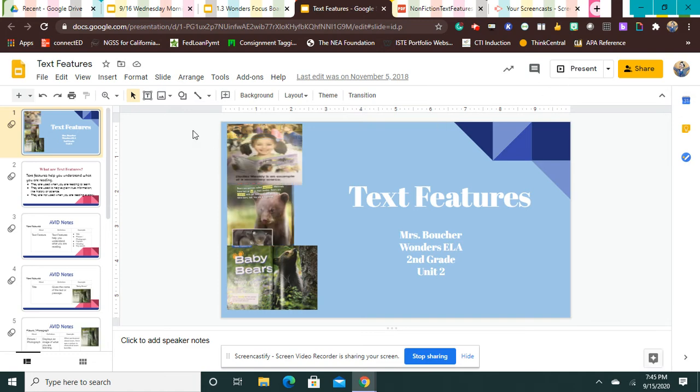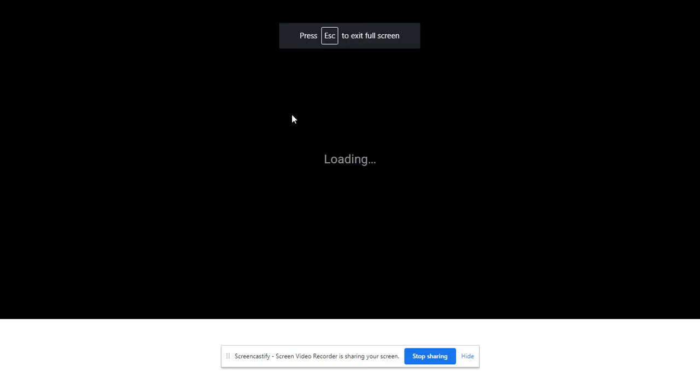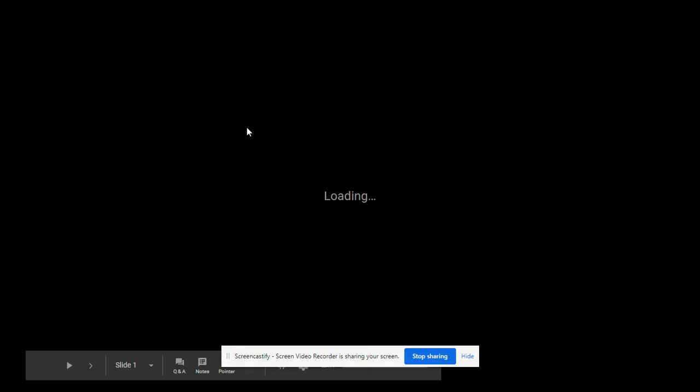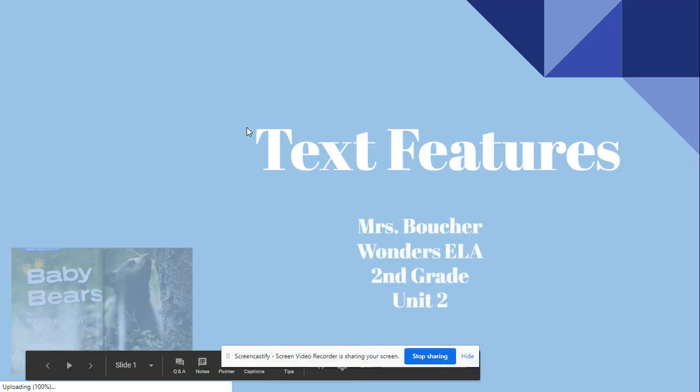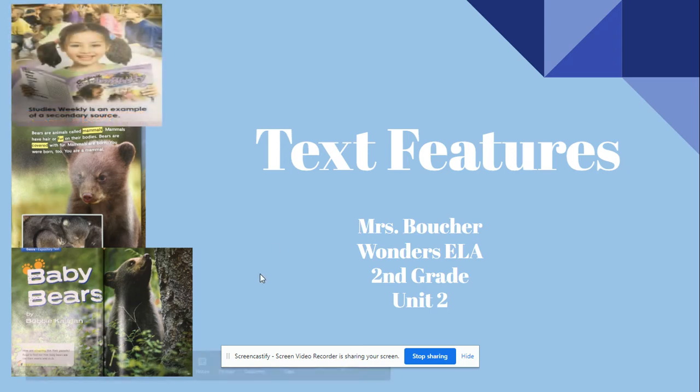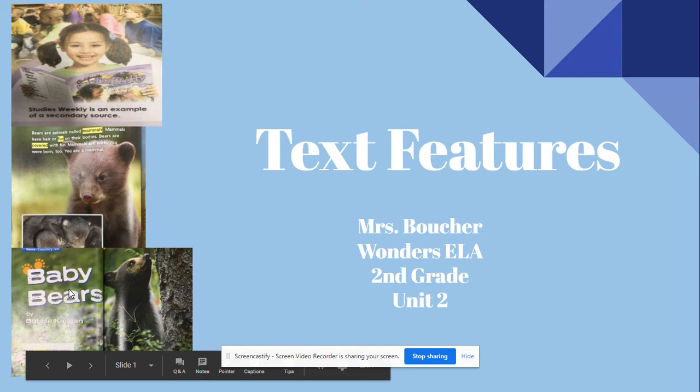Okay, we're almost done. So here's just some AVID notes on text features. And just to kind of review. So here is an expository text about baby bears. So we have text features on this screen. We have a photo with a caption. We have our keywords that are highlighted that let us know that those are important words. We have a title right here letting us know what we're going to be reading. And we have a photograph that helps explain what we're going to be reading.